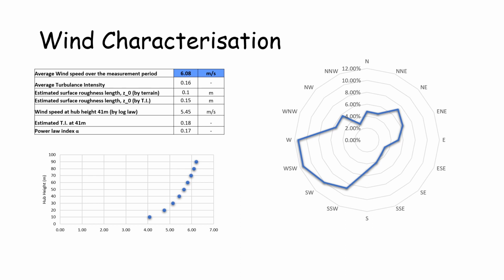Data was analyzed dynamically, as such any changes were promptly backlogged into the previous analysis. As such, the power law index was calculated using the wind speed at a hub height of 41 meters, which we will come back to later.